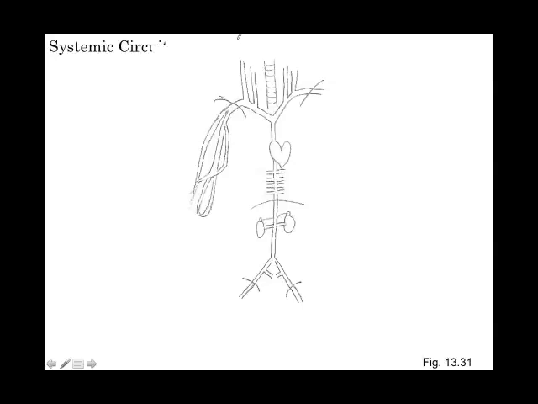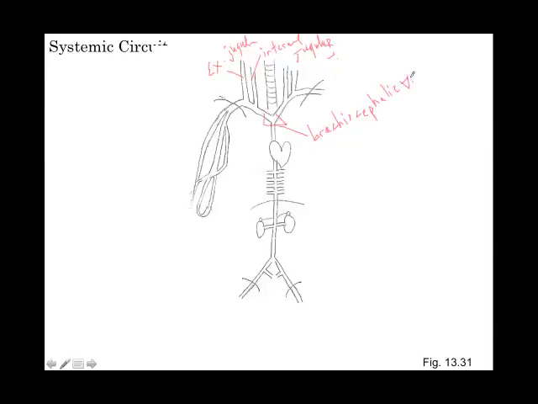Now we also have vessels, veins, bringing blood back from the head. This one here would be an external jugular. This one here is an internal jugular vein. And those are bringing blood back from the head and the face and the brain. And then those two jugulars, when they anastomose with the subclavian, and that's on both sides, form what we call the brachiocephalic veins.